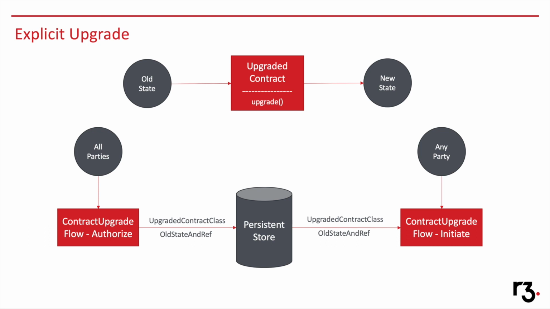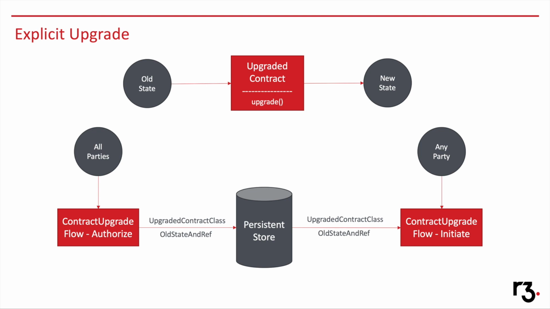One point to note here is that the contract constraint is actually bypassed in this approach. All the existing unconsumed states are consumed and new unconsumed states are produced, which would now be compatible with the new upgraded contract. The upgraded contract must implement the upgrade contract interface, which would require you to provide an implementation of the upgrade method. This method would take the existing state as an input parameter and return the new state, which would be produced as an output of the upgrade.